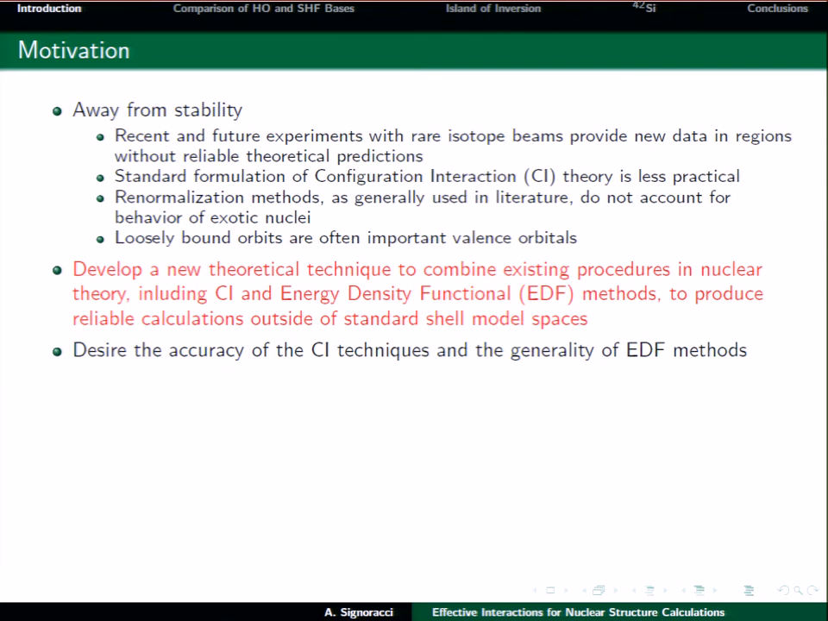Specifically, I used these two methods as well as others in order to gain the accuracy of these CI techniques, which are the most accurate method applied to hundreds of nuclei, and to also obtain the generality of EDF methods, which can be used to calculate the properties of any nucleus. CI, however, is limited by mass.